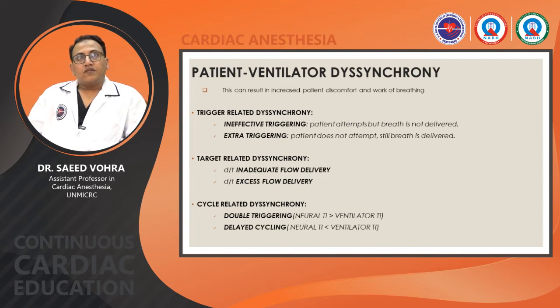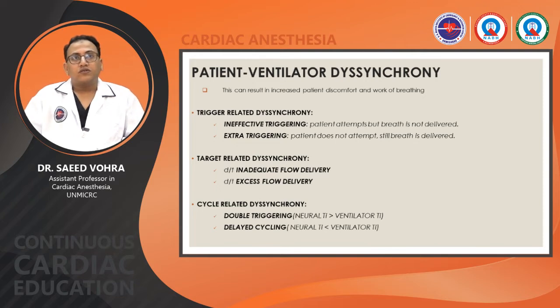Now desynchrony can be divided into three types: trigger related desynchrony, target related desynchrony, and cycle related desynchrony. Trigger related desynchrony is mostly of two types: ineffective triggering, where the patient attempts a breath but it is not delivered; and extra triggering, where the patient does not attempt a breath but still a breath is delivered by the ventilator.